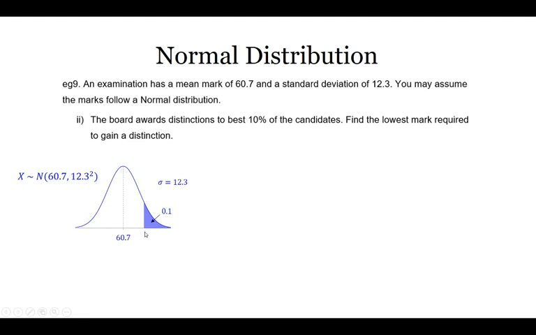So I'm trying to find the value here, and we know that the probability of x being above that value is 0.1. Can't deal with greater thans, so need to turn the question round. 1 minus the less than probability will be 0.1, i.e. the less than probability is actually 0.9. I need to convert this to z's by taking away the mean and dividing by the standard deviation.